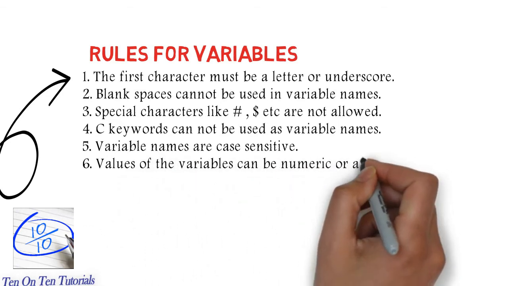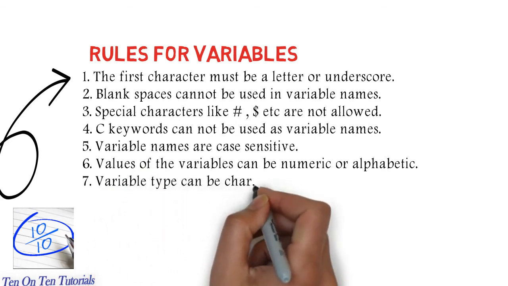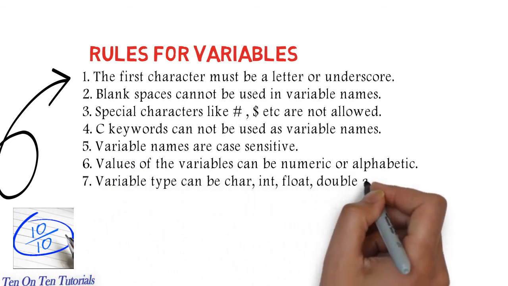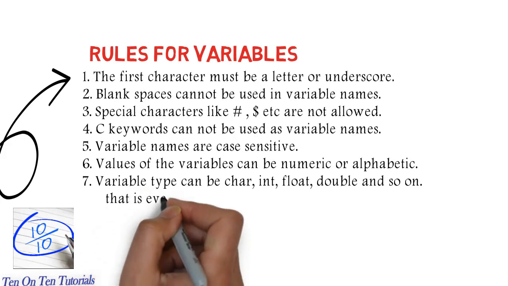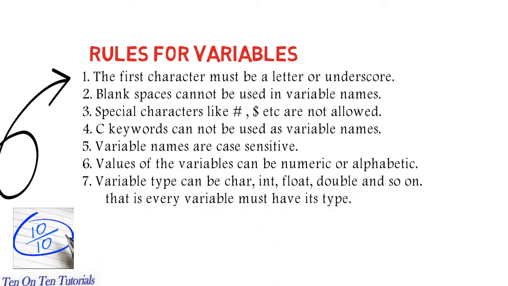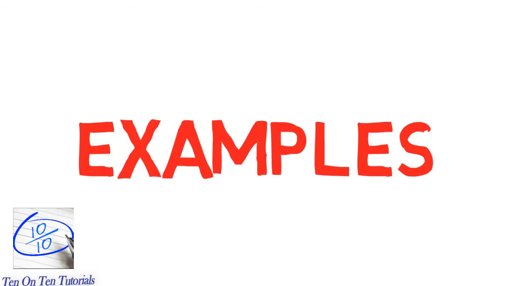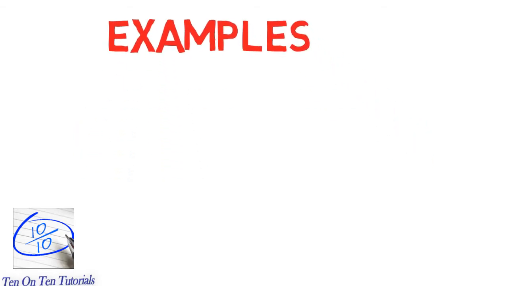Rule number 6. Values of the variables can be numeric or alphabetic. Rule number 7. Variable type can be char, int, float, double and so on. That is, every variable must have its type. Let's see some legal and illegal variable names for clear understanding.